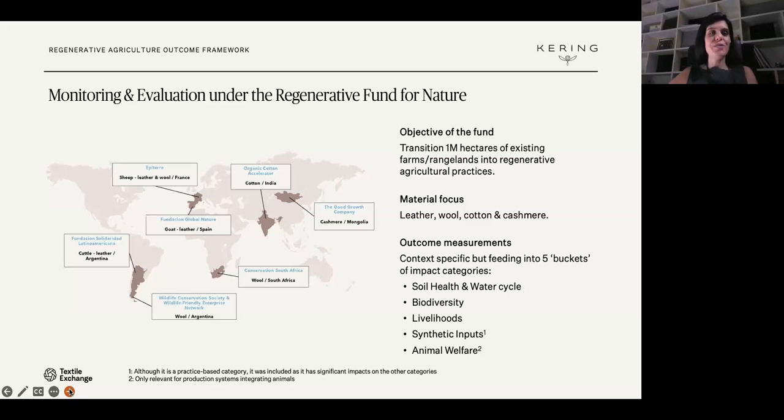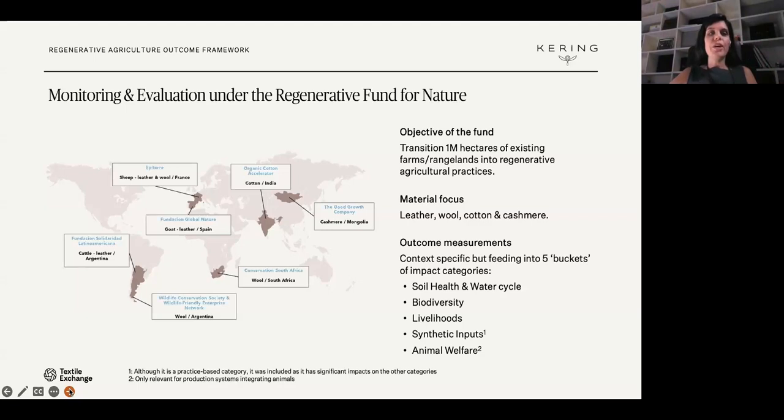So as you know, this fund was launched by Conservation International and Kirin in 2020. We're happy to have welcomed also Inditex to the fund this year. We're looking to grow it even further. And so far, as you can see here on the slide, we have 7 projects in the fund launched with our initial support across 6 different countries, covering 4 of our highest impact raw materials as calculated by our environmental profit and loss account. So leather, wool, cashmere, and cotton.